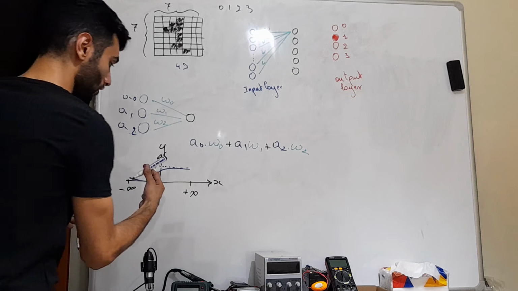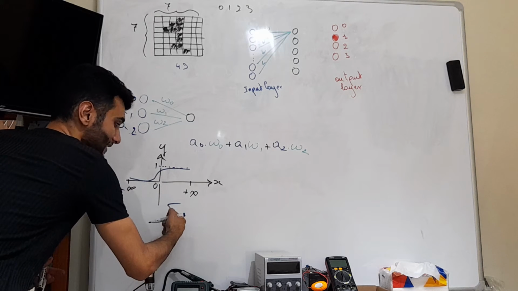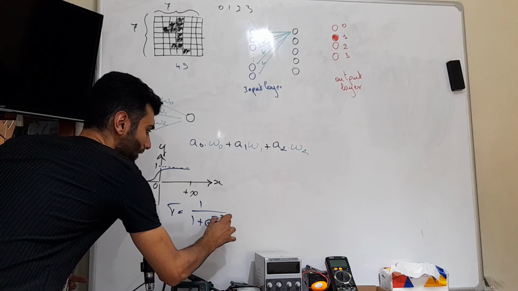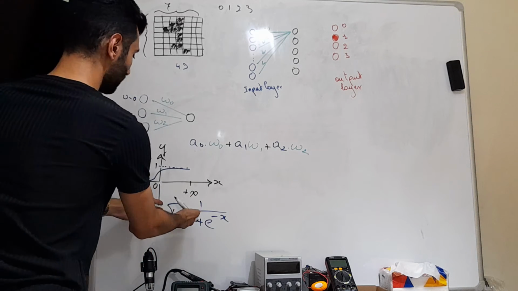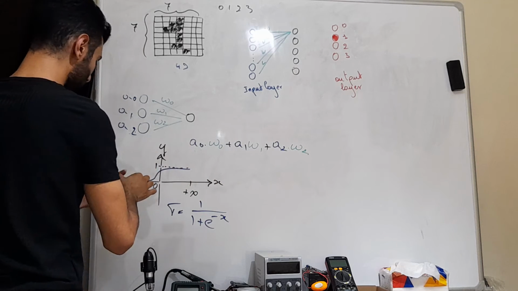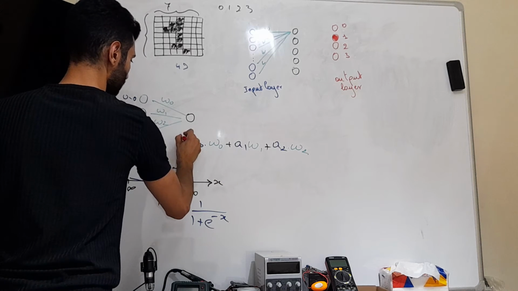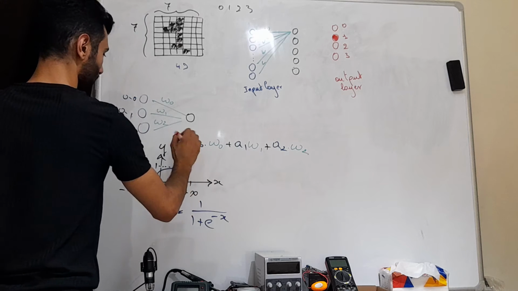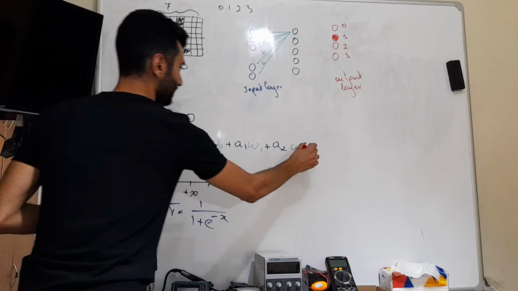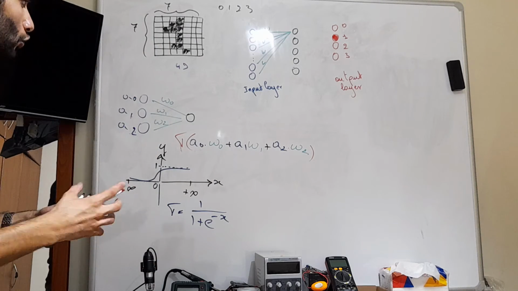Okay, so this is the function. And what is this function? It's called the sigmoid. It has this symbol, and it's 1 over 1 plus e to the power of -x. So we put that summation inside the sigmoid, and we have something like this.